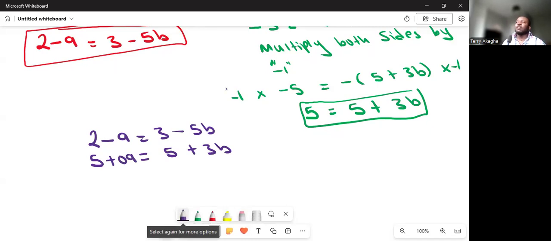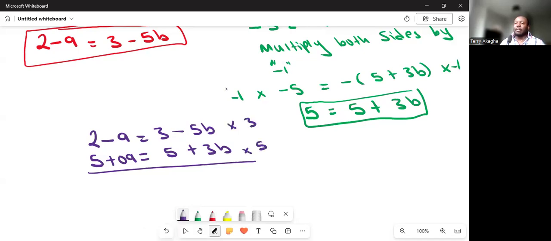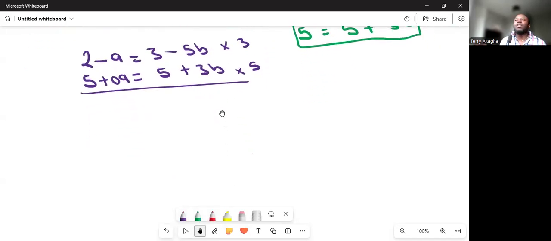Nothing different. Now, from here, we can solve this. So what you do, we then get rid of the b. You can easily get rid of the b. Then I'm going to multiply this part here by 3 and multiply this part here by 5. So I'm using the elimination method.